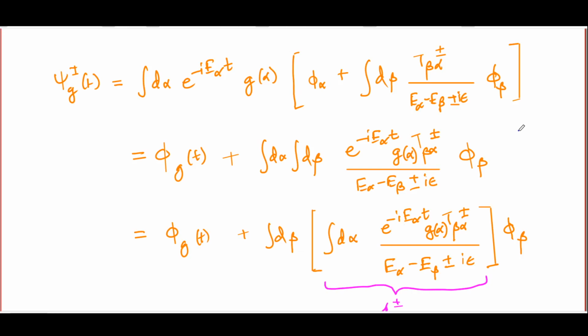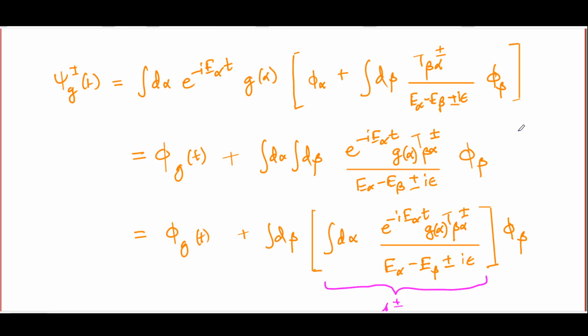We can repeat the argument almost in toto for the case when t goes to plus infinity. There, in order to damp out the contribution from the semicircle, we would need to close the contour in the lower half plane. And then, if you are using the minus sign in the denominator, the pole would be at E beta plus i epsilon, so it would be above the real line, and so outside our contour. And once again, in the limit t goes to plus infinity, we will be able to show that psi g minus of t will approach phi g t.